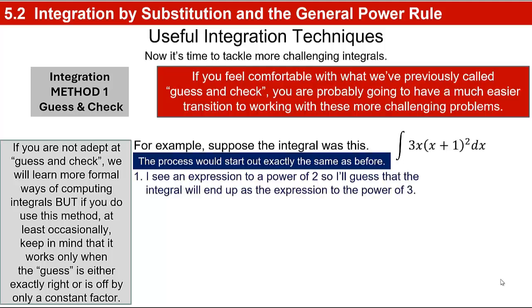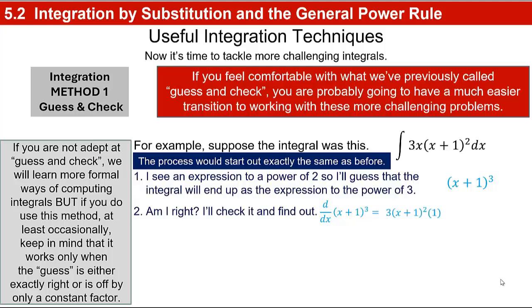I see that expression with a power of 2, so I'm going to guess that the power goes up to 3. So my guess will be the quantity x plus 1 to the 3rd power. What do I do next? I check to find out if my guess worked. I do that by taking the derivative of my guess. The derivative of the quantity x plus 1 to the 3rd is 3 times the base to the 2nd, and then you multiply by the derivative of the base, which happens just to be 1 here. So you end up with 3 times the quantity x plus 1 squared.